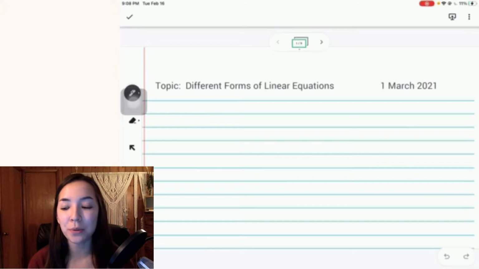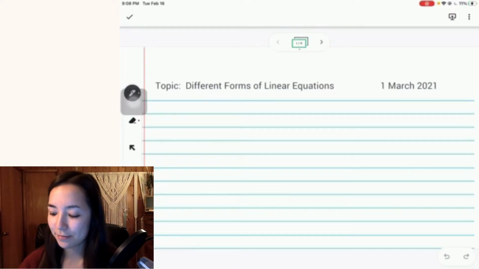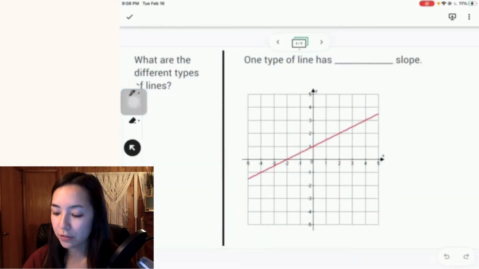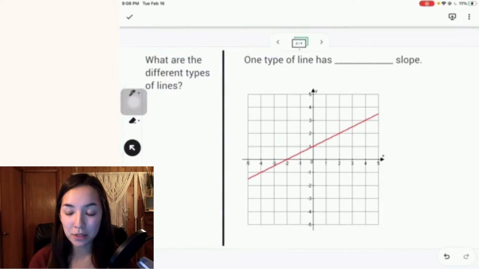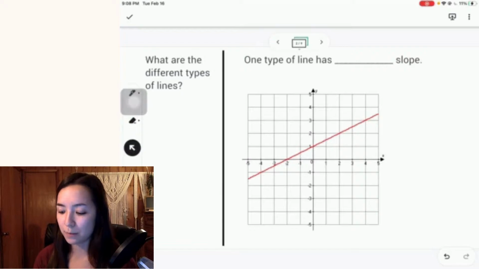We are going to go through another lesson today where we study different forms of linear equations. So go ahead and take out your notebook and write down this topic and the date. Okay, we're going to go through 4 different types of lines today. And I want to make sure that you write these examples down in your notebook. So make sure to pause the video if you need more time for notes.